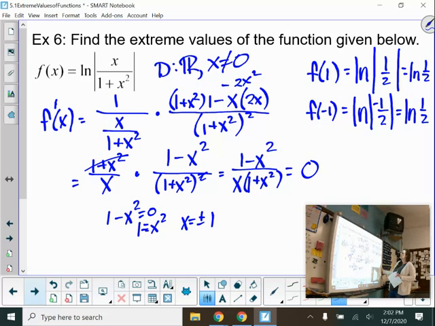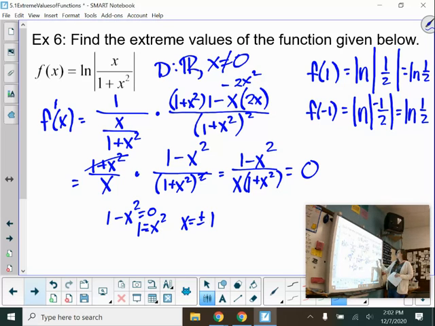Again, we can't plug in 0. But if I plug in anything bigger, like a 2 or a 3, 4, you're going to end up with something that is less in value than the natural log of 1/2, because you'd be taking the natural log of a fraction where the decimal value would be less than 0.5. And if we go in between, like 0.5 itself, that is also going to be a lesser value. So these are actually maxes.